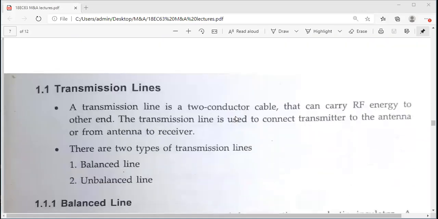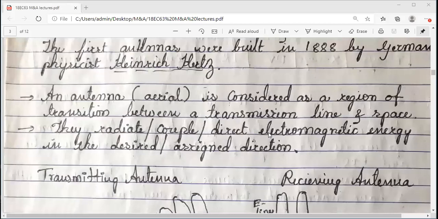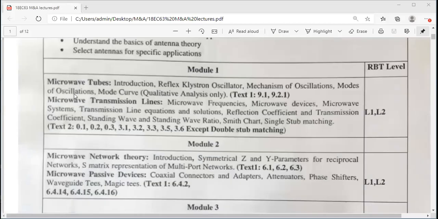Now let us start with the first topic, that is the transmission line equation. If you go through your syllabus, let me quickly show you. Microwave transmission lines: we have seen microwave frequencies, the band table, different microwave devices, that is the development and how it occurred, and microwave systems. Then we need to cover the transmission line equation and solution. This particular concept has a long derivation of the transmission line equation.